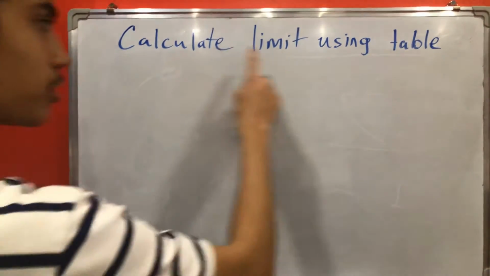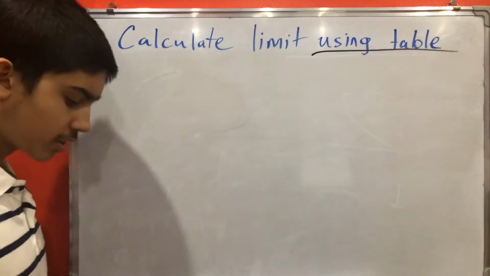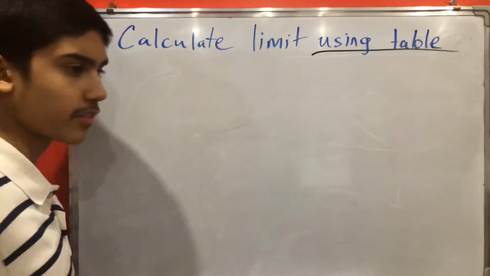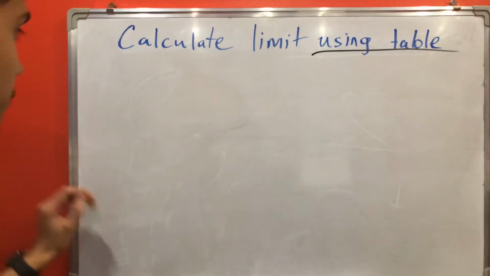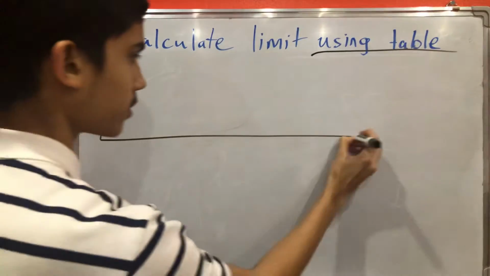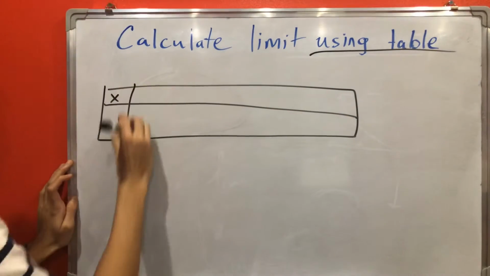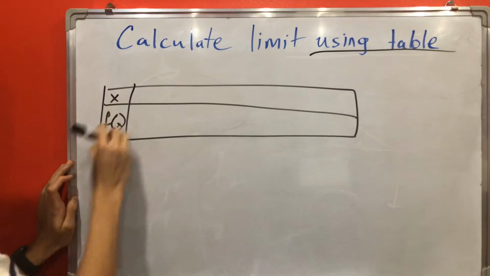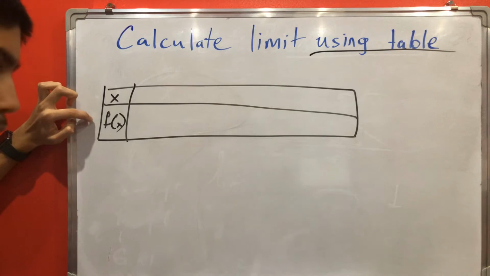So we're going to calculate a limit using a table. Before, we calculated the limit just by looking at the graph, but now I want to calculate the limit using a table. So we're going to make a table for x and for f of x, right? We're going to put in the value of x, and then f of x will give us the output.